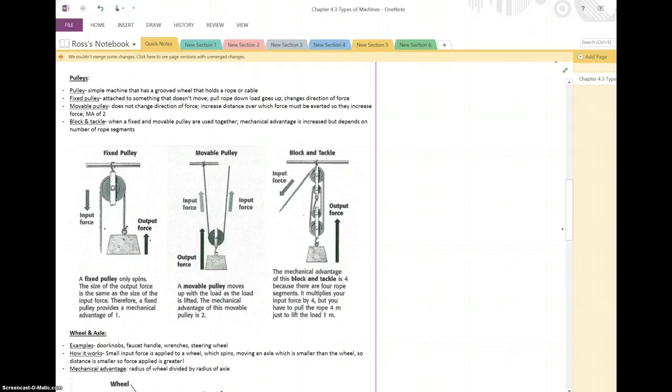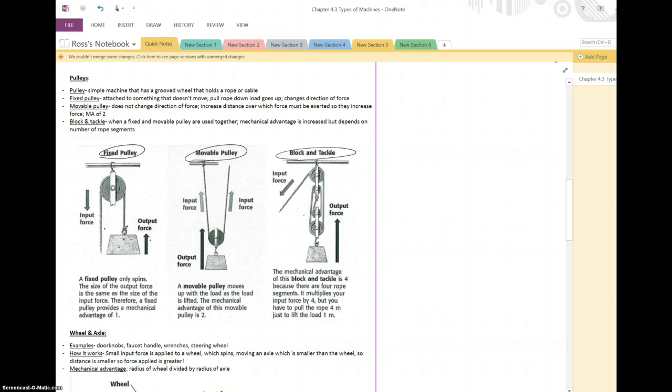Pulleys are really cool. We're using them in our solar cars, and pulleys will have a grooved wheel that holds a rope or a cable. There are 3 different types. There are fixed, movable, and block and tackle.